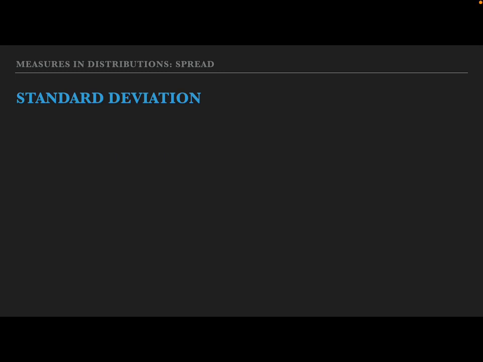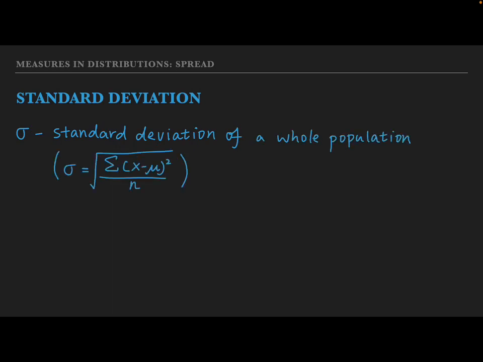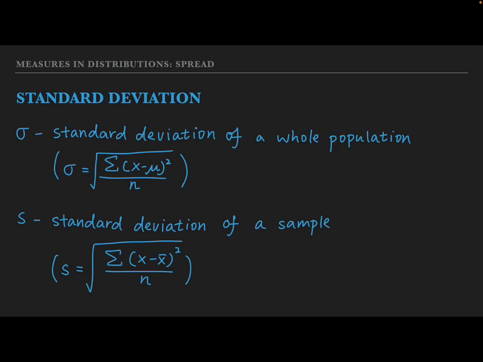Corresponding to the variance of a whole population, the lowercase Greek letter sigma represents the standard deviation of a whole population. Similarly, s is the standard deviation of a sample. Here, the deviation x minus x bar are called residuals.